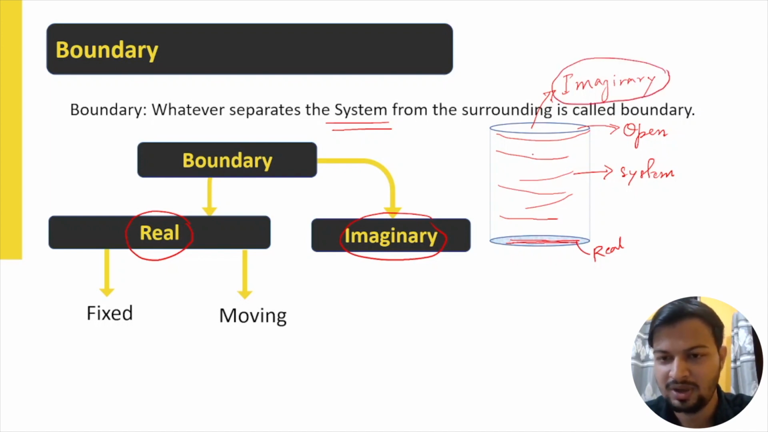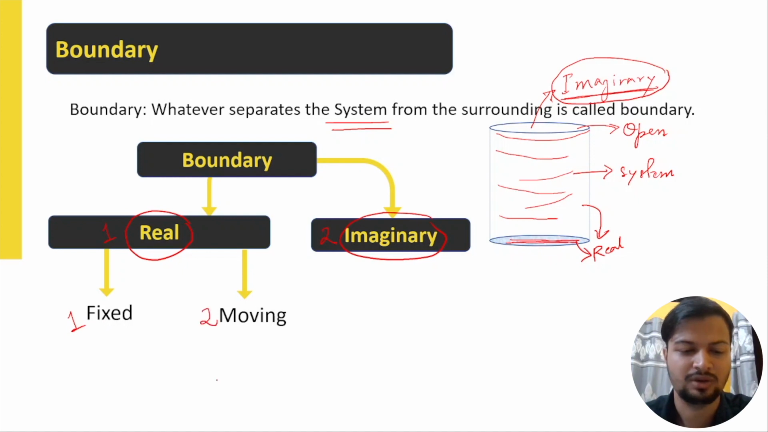This beaker has some glass walls and a glass bottom, so these two things will act as a real boundary, but this top open part will be the imaginary boundary, because there is nothing physical in this top part. So boundary can be divided into two parts. One is real and the other is imaginary, and the real part can be divided into two parts. One is fixed and one is moving.